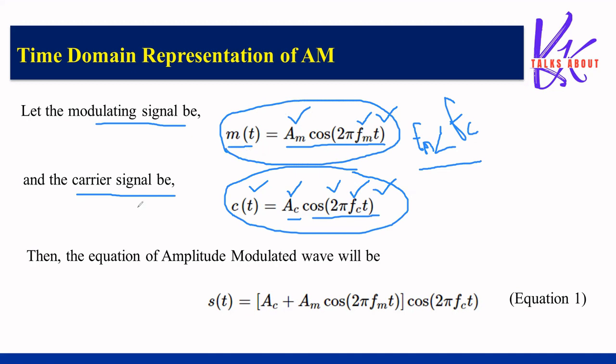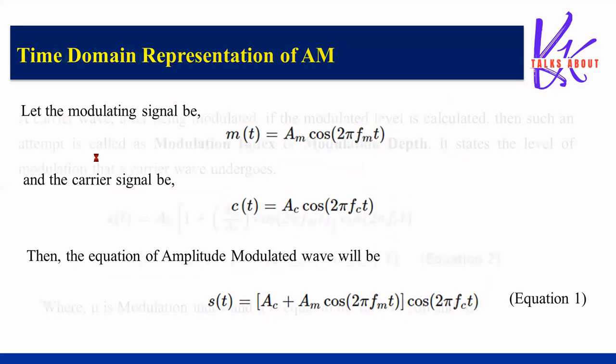So when I do the modulation, then the equation of your amplitude modulated wave, which is given by s of t, this is a modulated equation, s of t equals Ac plus Am cos of 2 pi fmt into cos of 2 pi fct. This is the standard equation of your amplitude modulation. So when the message signal is modulated, the carrier is varied in accordance with your message signal, then the modulated equation will take the form of Ac plus Am cos of 2 pi fmt into cos of 2 pi fct.